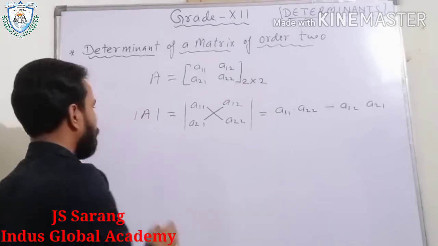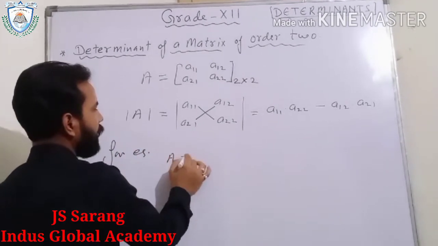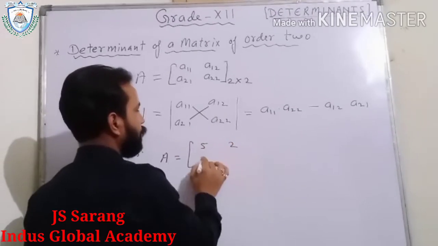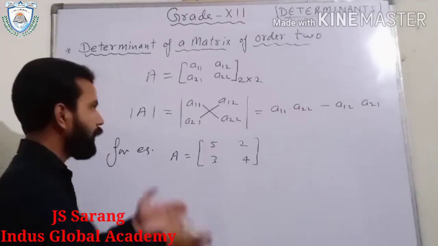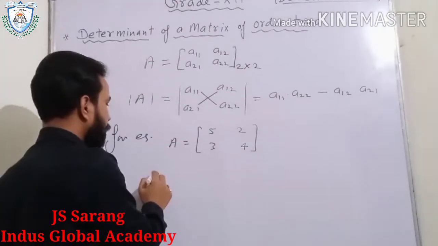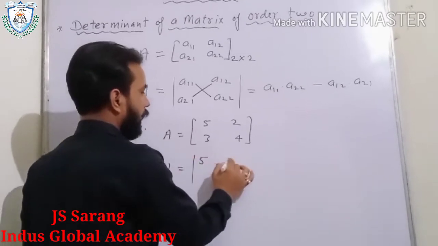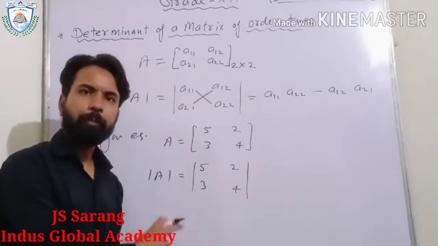Okay, let's take one example. For example, there is a matrix of 2 by 2 order, for example 5, 2, 3, 4. This is a matrix, and we have to find its determinant. So, its determinant can be denoted as determinant of A, with 5, 2, 3 and 4. We have to simplify it.